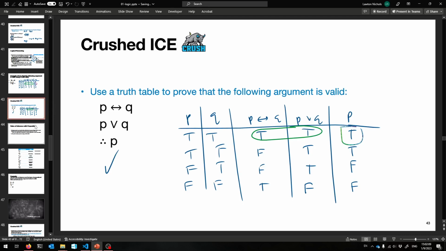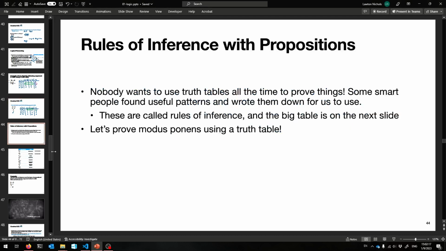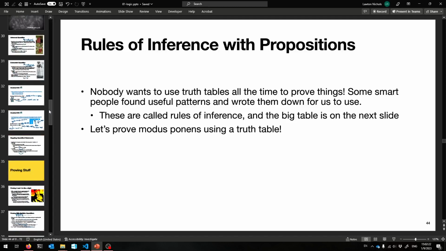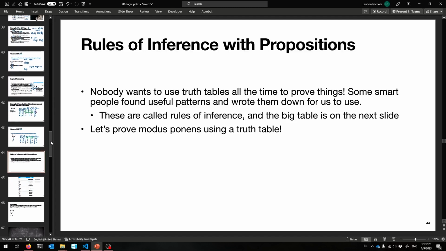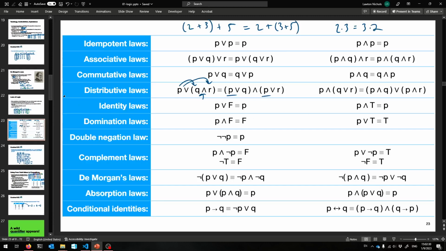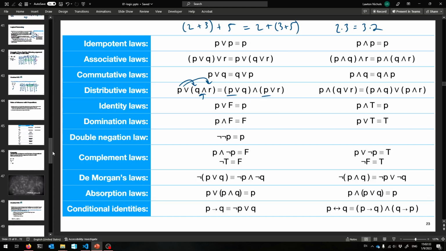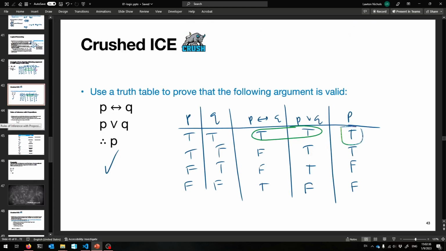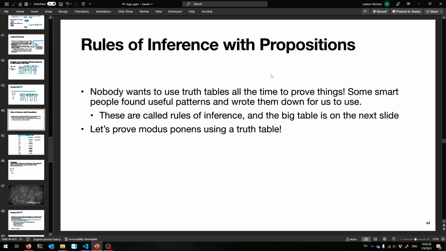Writing out truth tables, especially for very large formulas or things that have quantifiers in them, with infinite things that you need to talk about, you can't really build a truth table once things get large, so we need a different way to prove things. And so we have some rules, just like we had some laws for how to simplify our propositions. We're going to have some similar rules for proving propositions. They're called rules of inference, all right?